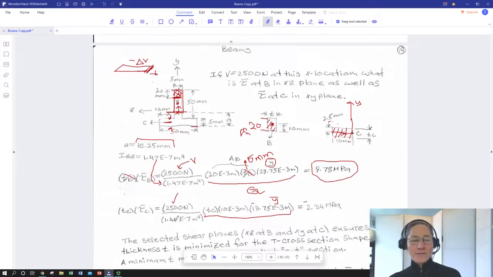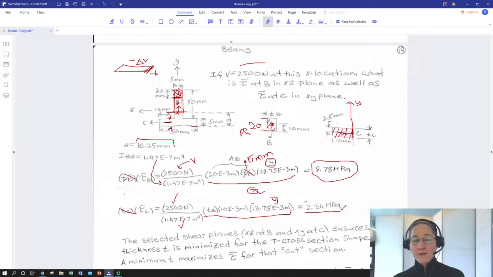Here's my same V, my same shear force that I had, 2,500 newtons, my IZZ, and that's going to be equal to the average shear stress along this line, this cut line TC, times the length of the cut line TC. So those, again, cancel, and we get an even smaller number and going in the other direction.